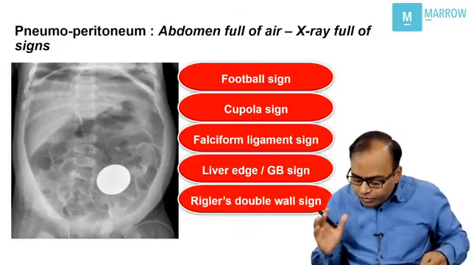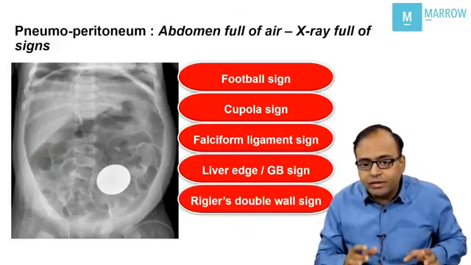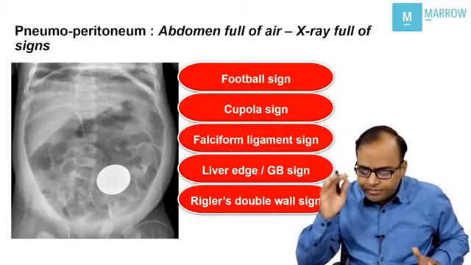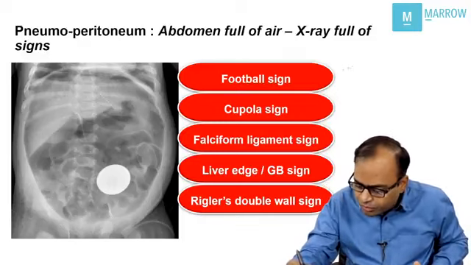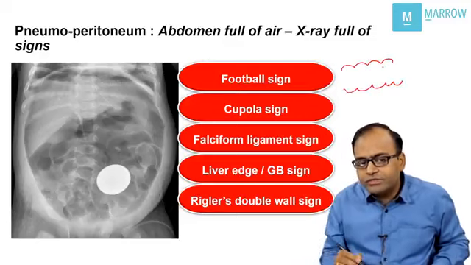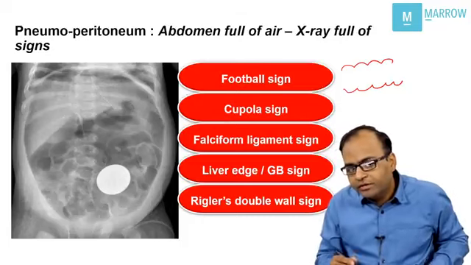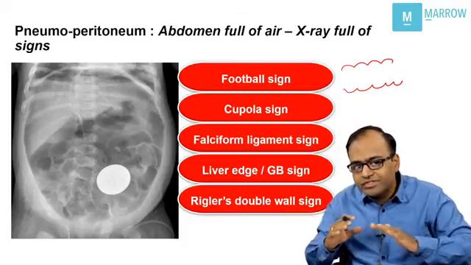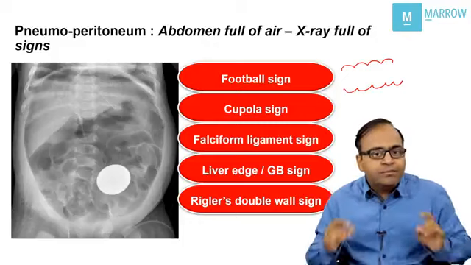Now another very beautiful sign is called Rigler's double wall sign. Just pay attention here. Whenever you see a bowel loop, you see a bowel wall margin like this. Now what is this margin or surface that you see? Tell me, is it the mucosal surface or the serosal surface? Let me give you a clue.